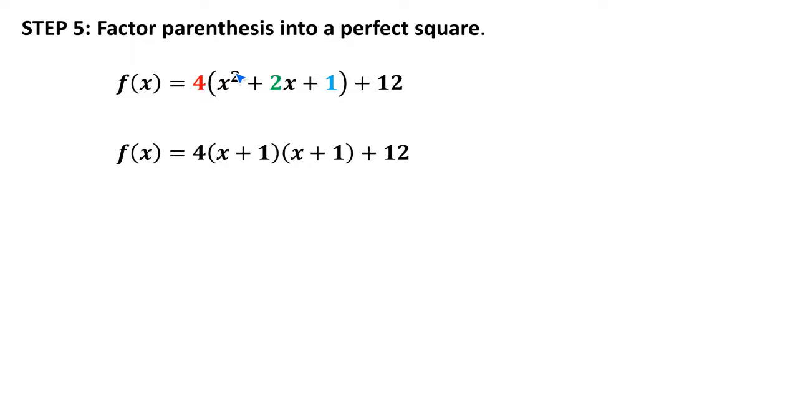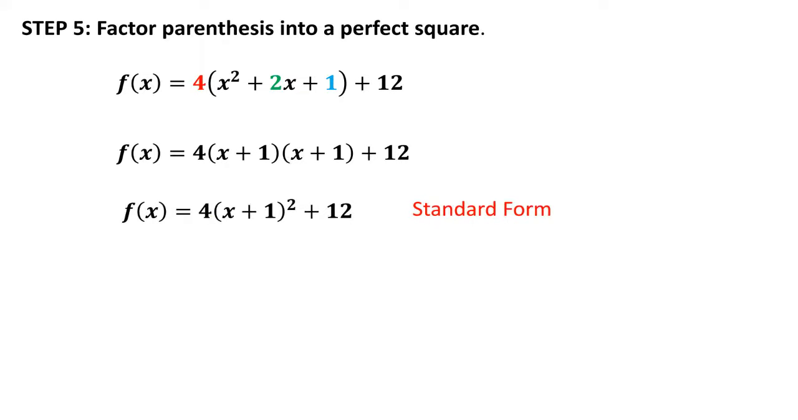We're going to have 2 parentheses, right? Because 1 is 1 times 1. X squared is x times x. And if we add 1x plus 1x, we get our 2x. So now notice that I have an x plus 1 and an x plus 1. So I have 2 identical factors here, so I can rewrite them as just one factor by squaring it. So I have 4 times x plus 1 squared plus 12, which is now the standard form.